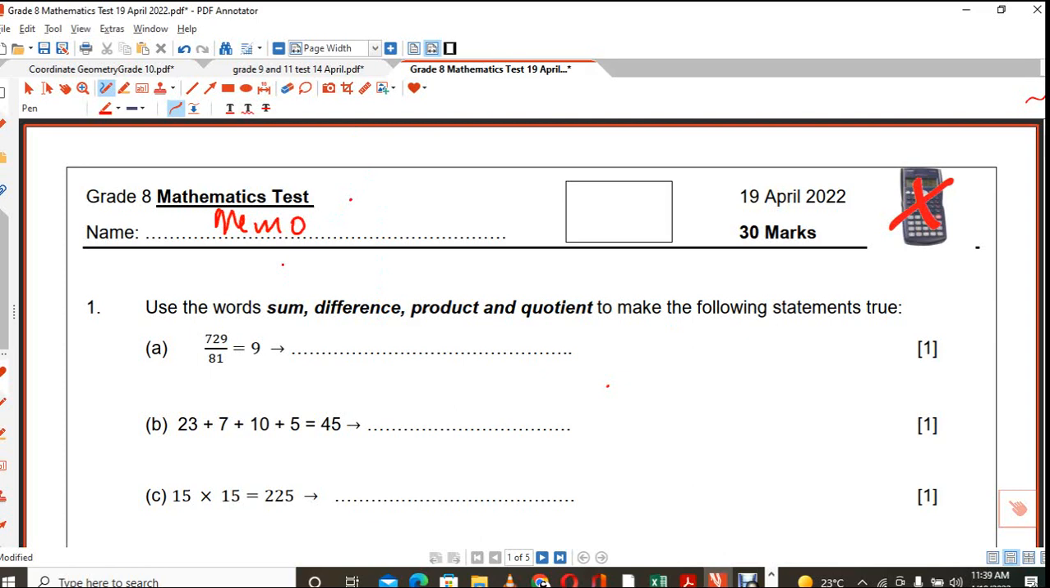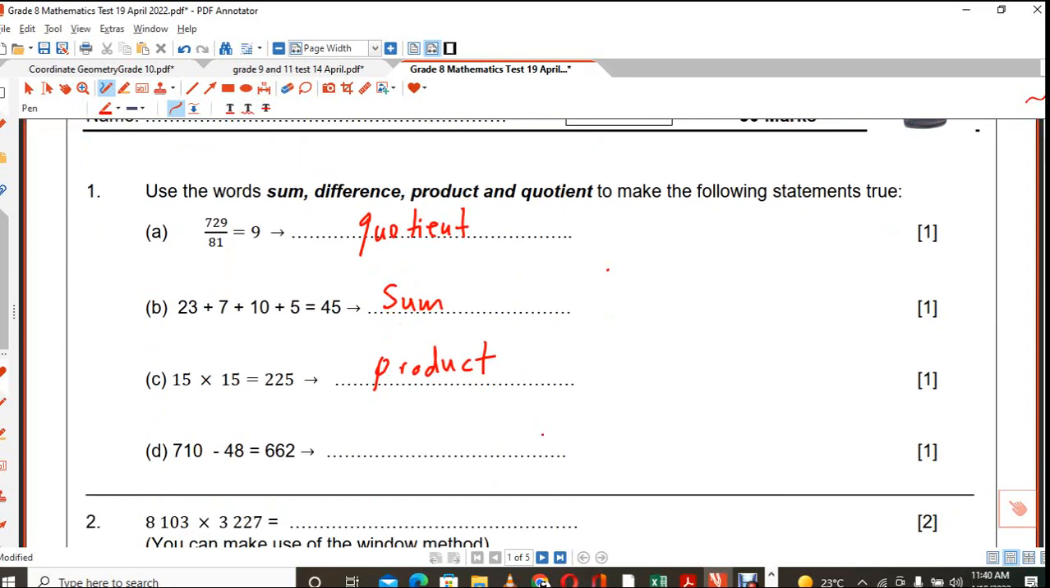I hope you can see that. When you are dividing, the answer is the quotient, the result after you divide. When you add numbers, it's the sum. When you multiply, the answer is called the product. When you subtract numbers from each other, it's the difference.